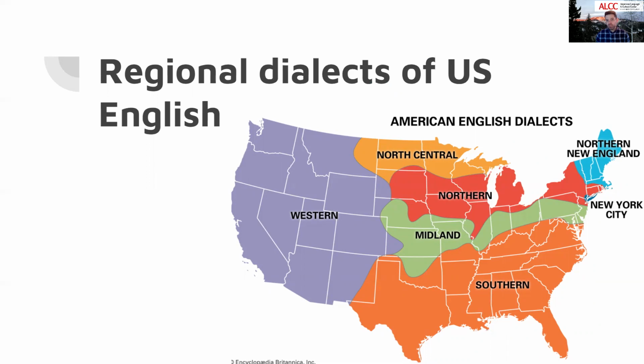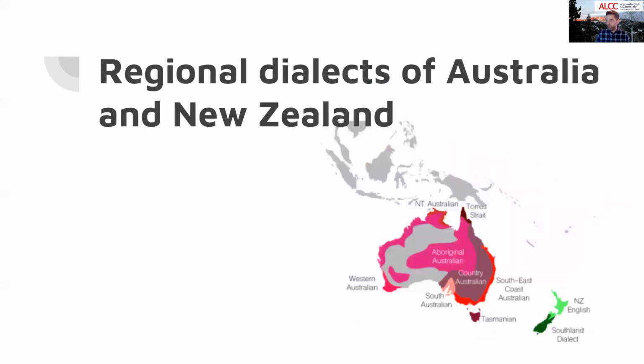And many of those still exist today, even though there has been movement between the descendants of those original settlers. But then what we see as we move west, there's a much greater mix among all of these immigrant groups. And so we get more of a blending of those different dialect features into something that's a little more cohesive.